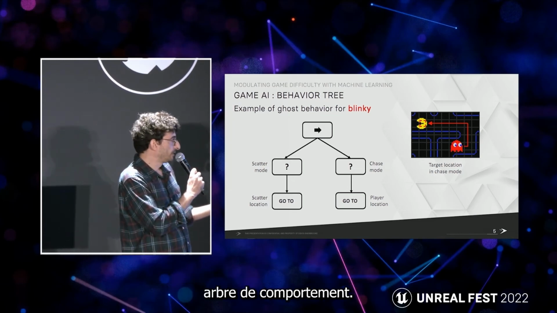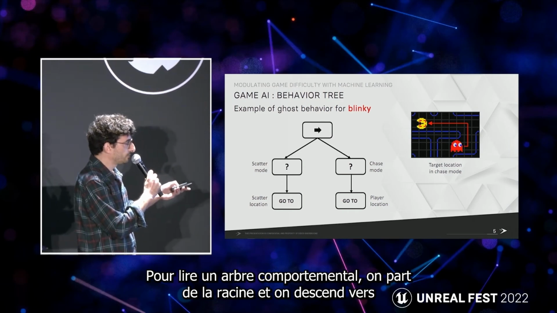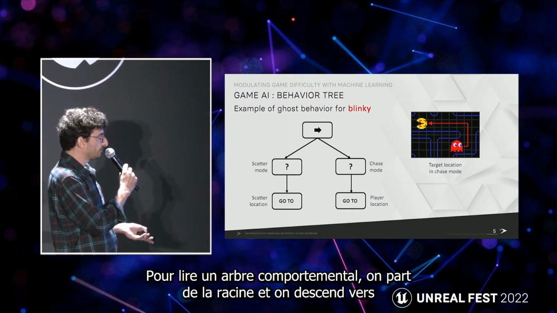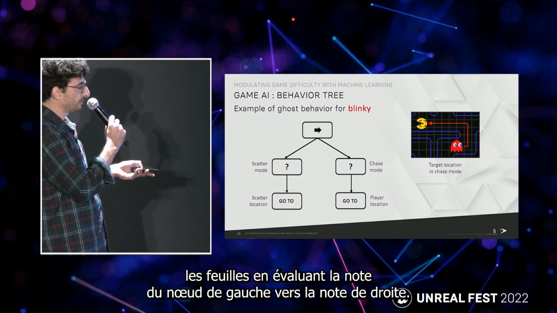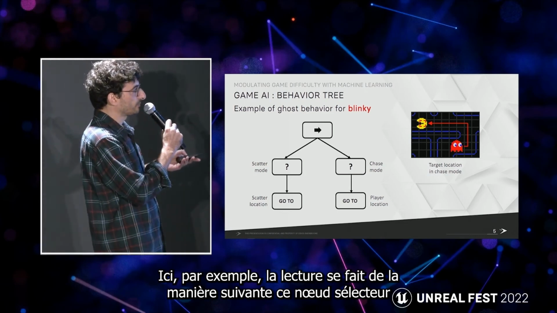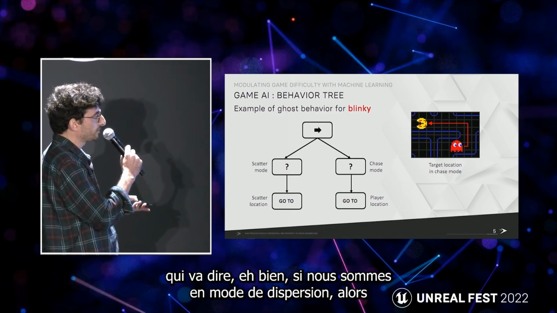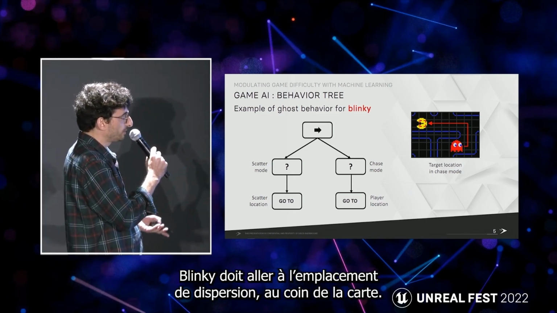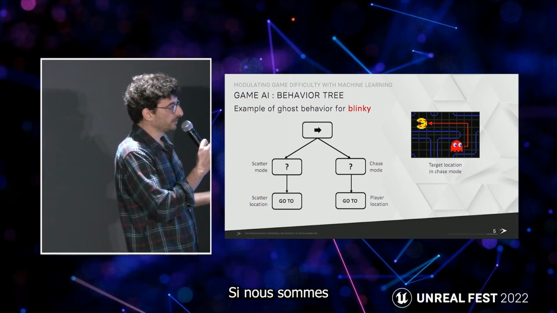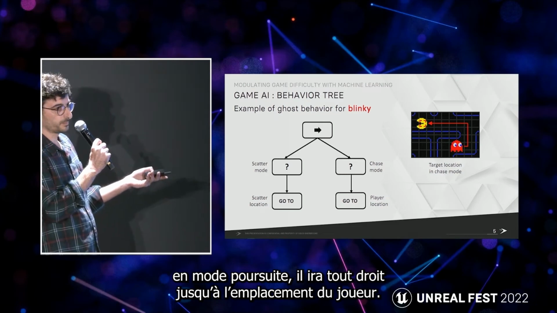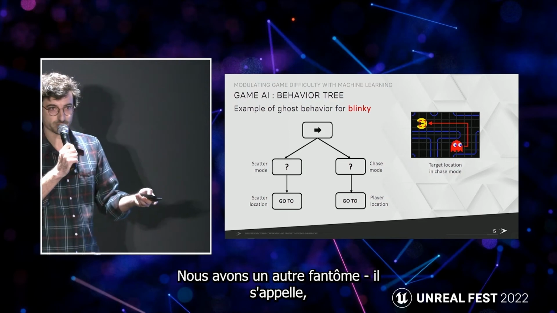For instance, here we have Blinky, the red ghost, and the way you read a Behavior Tree is you start from the root and you go down to the leaves by evaluating the nodes from the leftward node to the rightward node. Here, the way you would read it is you have this selector node that's going to say, if we are in scatter mode, then Blinky needs to go to the scatter location, to the corner of the map. If we're in chase mode, it's going to go straight ahead to the player location. So like that, Blinky is always chasing straight ahead to Pac-Man.